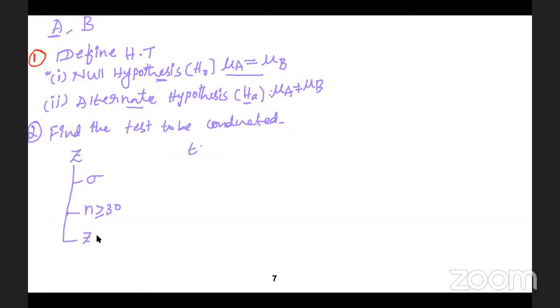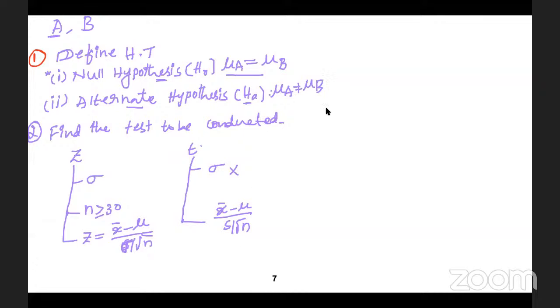The Z value is X bar minus mu by sigma by root n. This is how we will compute the Z value. And coming to the T test, when we do not know the population standard deviation, then I'll go for the T test. So how do you compute the T value? The T value is X bar minus mu by S by square root of n. This is the formula I'll use to compute the T test.